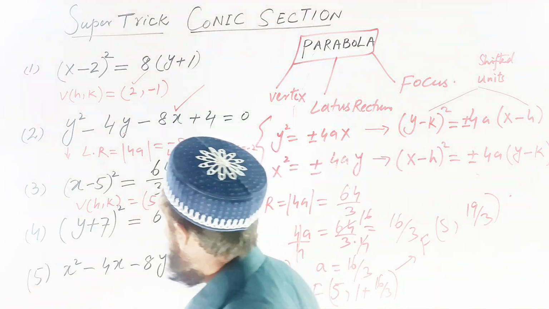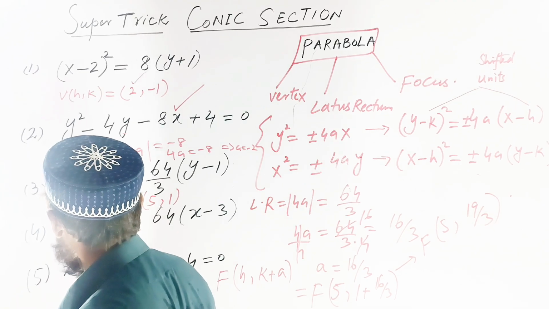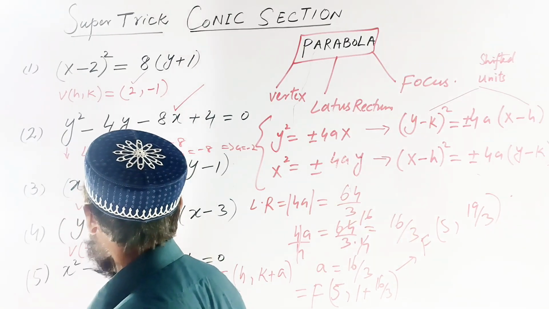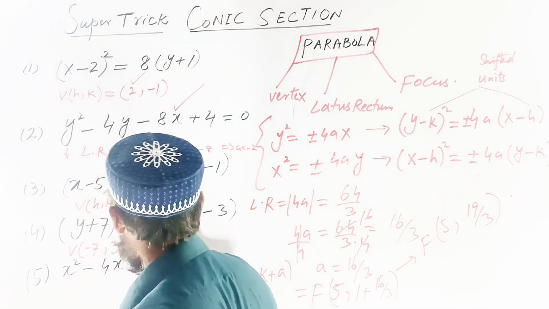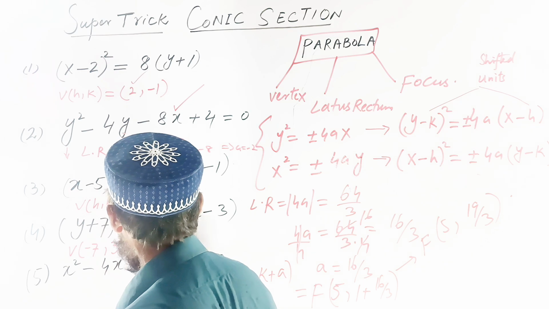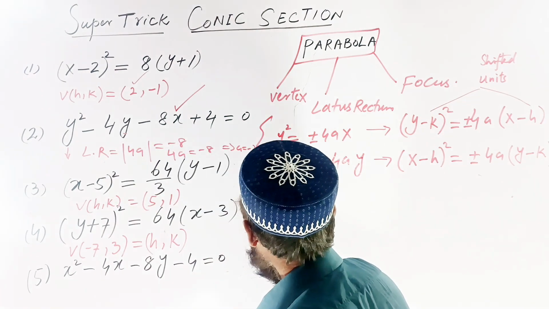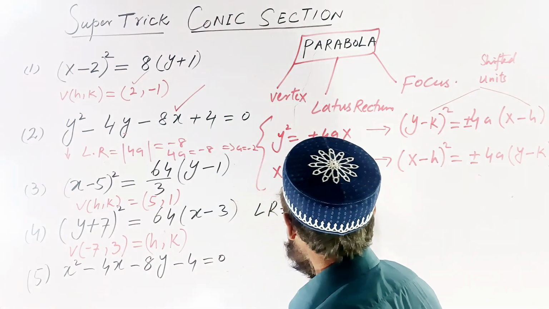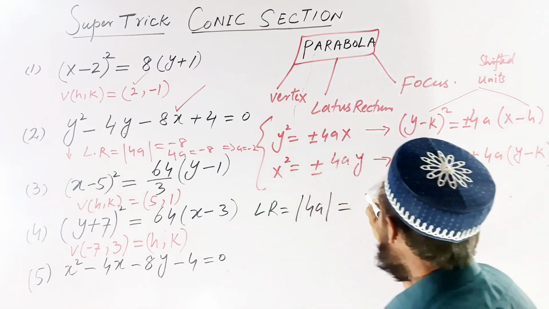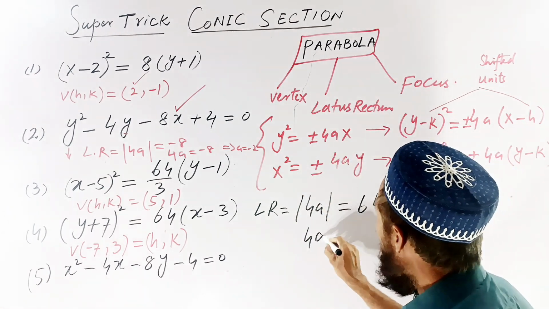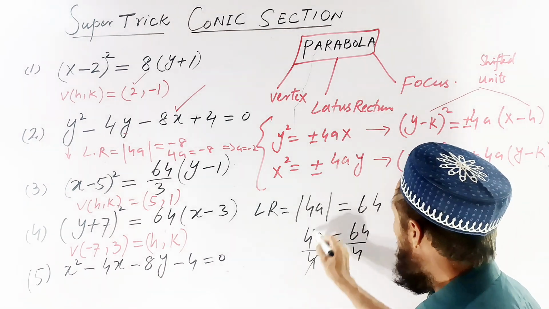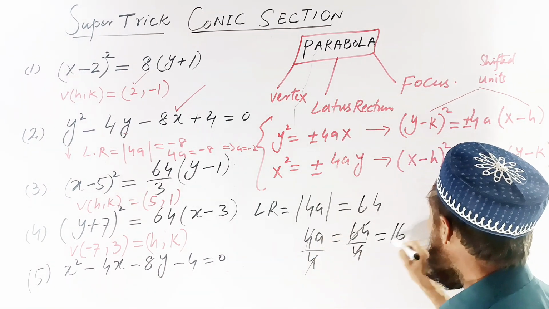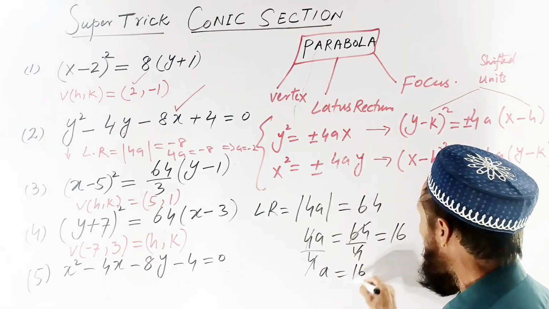Similarly, if we find the focus of this one, the vertex we found is minus 7 and 3. So here are the values of h and k. As we know that 4a is equal to 64, dividing both sides by 4, this will be cancelled, we get a is equal to 16.